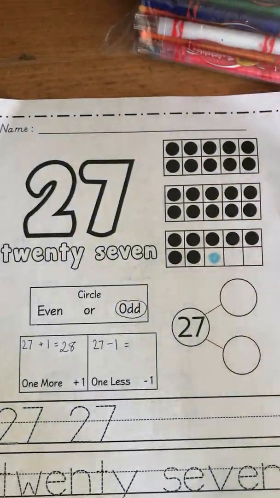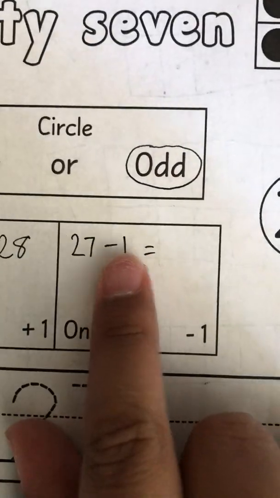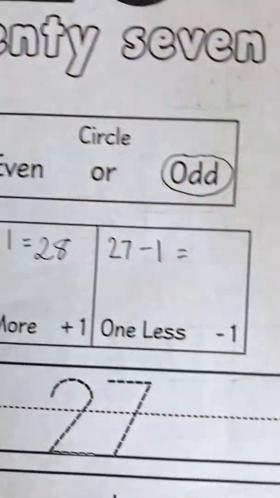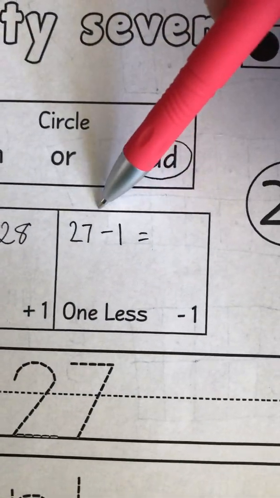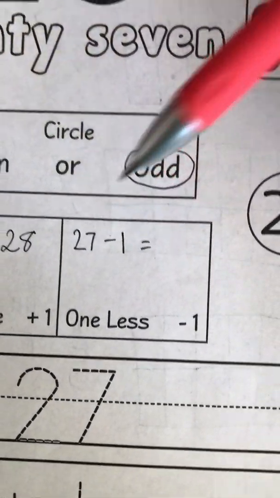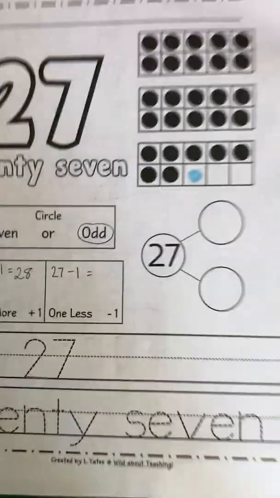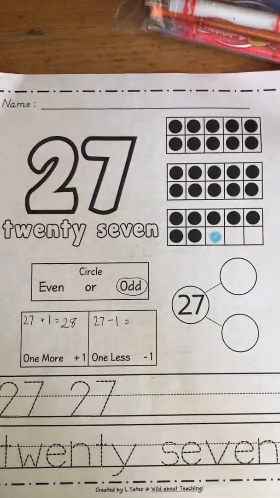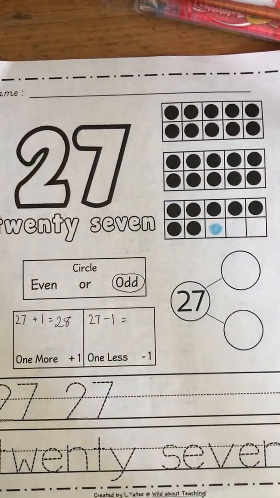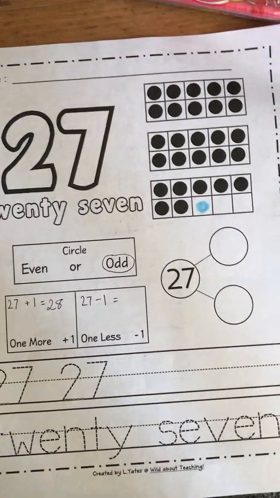So remember, when we're taking away, so that's right there, take away. It's this little symbol here. That's take away. So that means less. So that means I have 27 things in my hand, and I ask you to take one away from me. You're going to take one out of my hand.